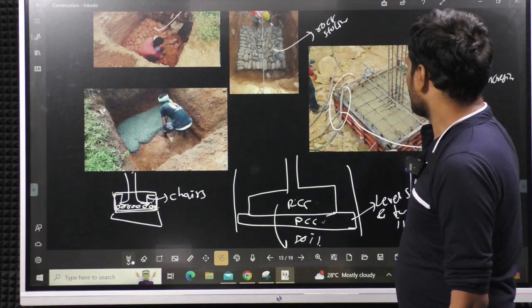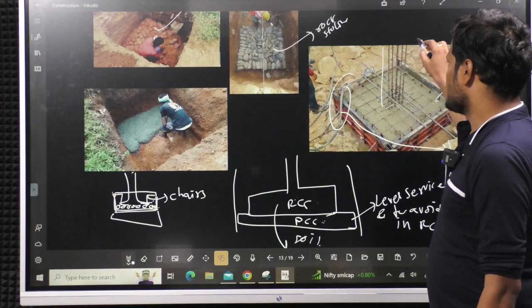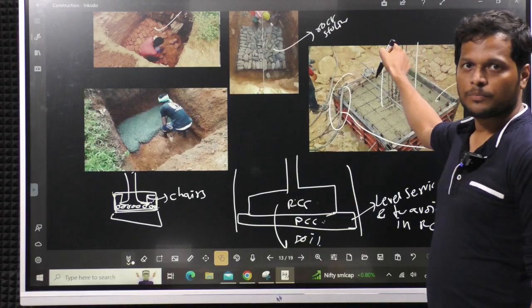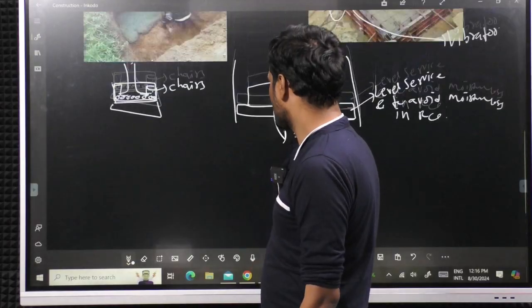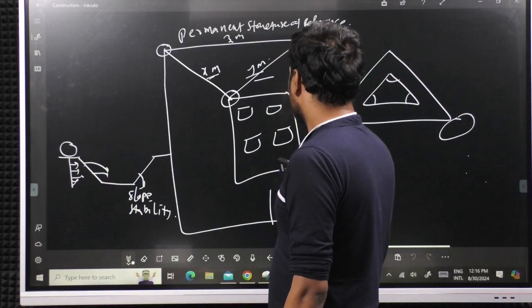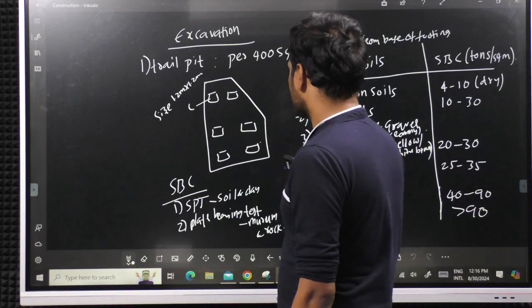Okay. So after that, we will be concreting the columns by placing the shutterings. We will be pouring the concrete layer-wise. So this is how we will be constructing the footings.